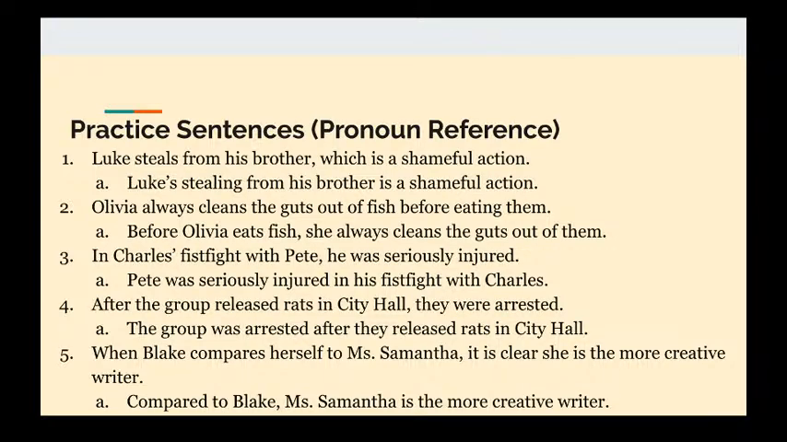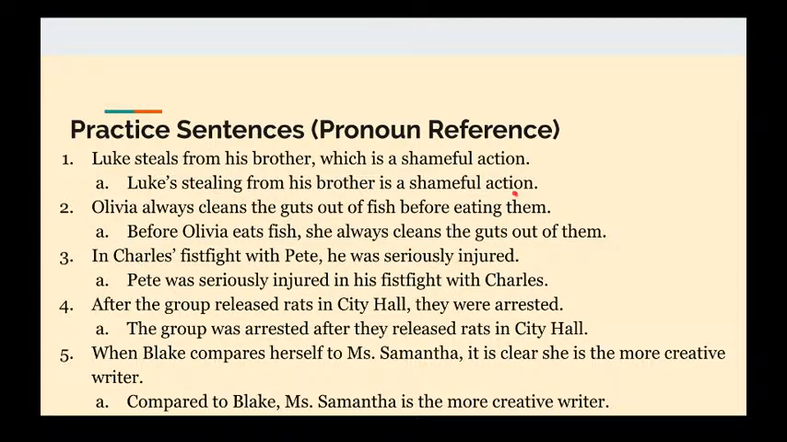Sentence number 2, Olivia always cleans the guts out of fish before eating them. In this sentence, we don't know exactly what them is referring to. Is she eating the guts or is she eating the fish? The sentence could be corrected in many ways, this is just one of them. With pronoun reference in general, there are many different ways to fix the sentence. It just really is up to the writer and how they want to position the words or the clauses or the adverbs and pronouns. So I'm just giving examples that work, but there are so many other ways. If it's not the one that's written here, it doesn't mean that it's incorrect, as long as you know directly what the author is talking about.